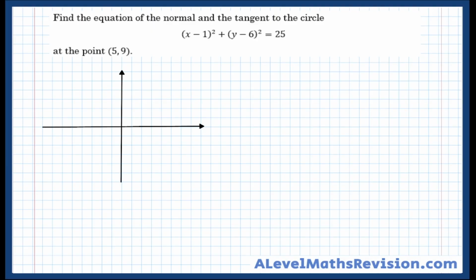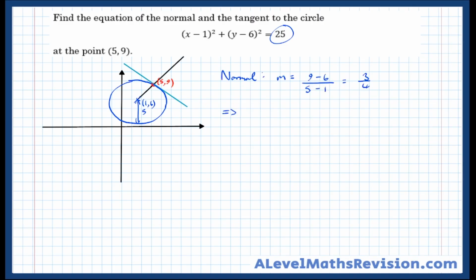So the centre is (1, 6), so it's going to look something like that. And the radius is 5, which means it's not going to quite cross the x-axis. It's going to be 1 unit above. So the diagram makes sense. It's not quite to scale, but that doesn't matter. So the radius is 5, and the centre is (1, 6), and it's at the point (5, 9).